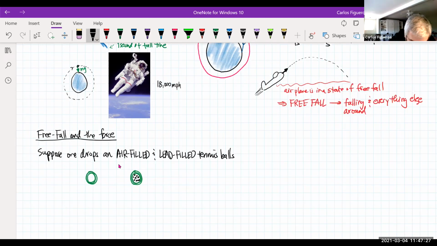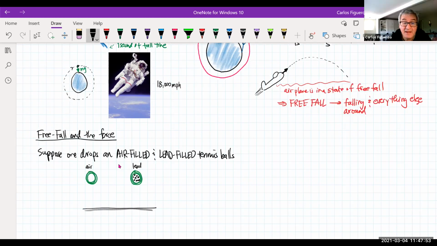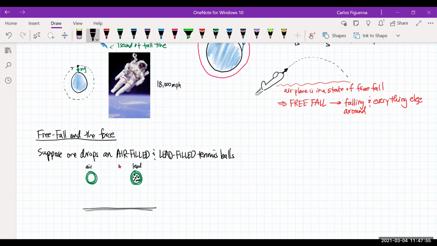And the crazy thing about this is that if I drop them, these guys here will hit the ground at the same time, right? This being the air and this being the lead shot tennis ball here, they hit the ground at the same time, right? So is free fall motion being in a vacuum? Is that the same thing? It is the same thing. Oh, okay. Yeah, it is absolutely the same thing.